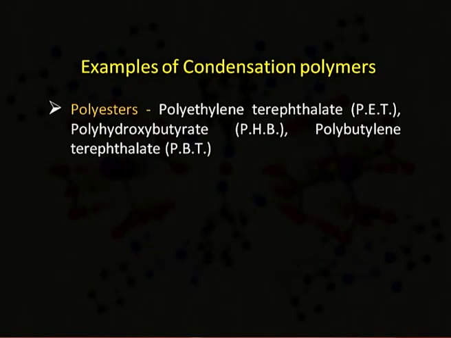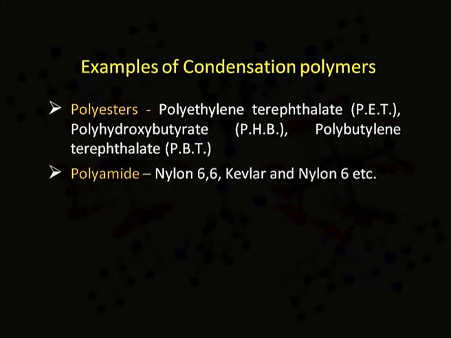So, here we are taking some examples of condensation polymers, that is polyesters made up by the repeating units of esters, and examples are polyethylene terephthalate, also known as PET, polyhydroxybutyrate, that is PHB, and polybutylene terephthalate, that is PBT. These are the examples of different kinds of polyesters. Another example is polyamide, made up by the amide linkage, and the examples are nylon 6,6, Kevlar and nylon 6.